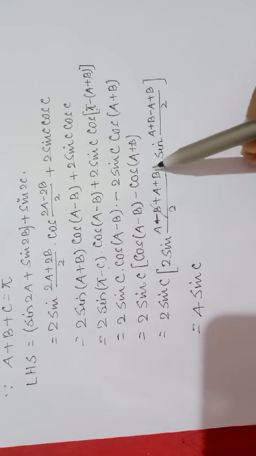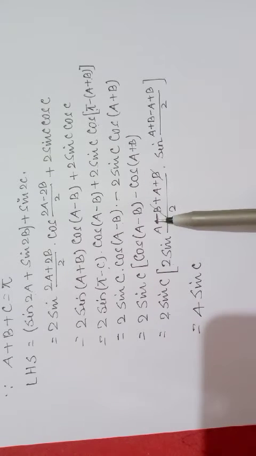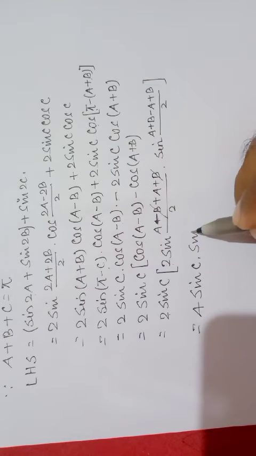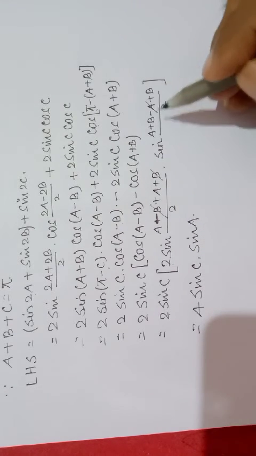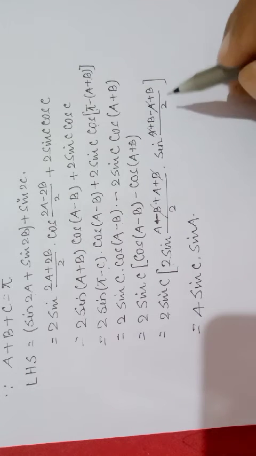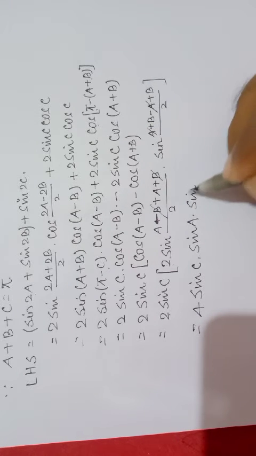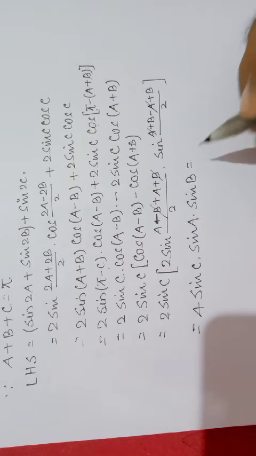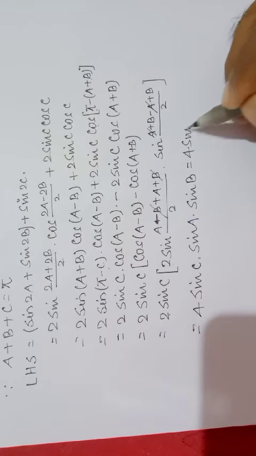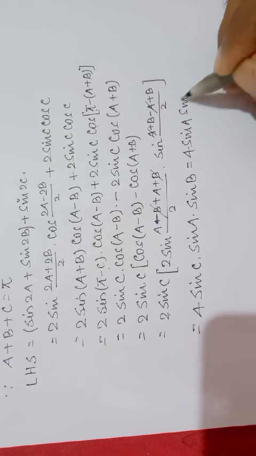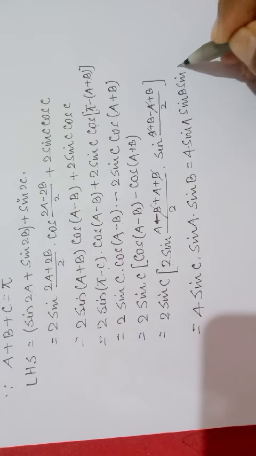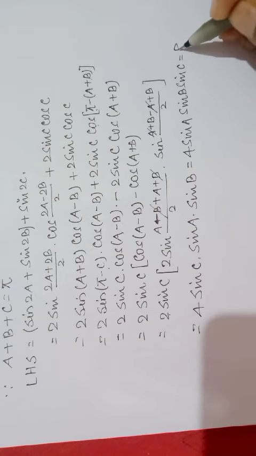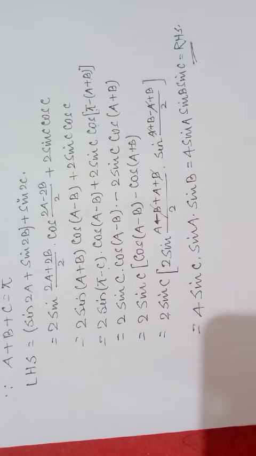Here minus B and plus B should cancel. 2A by 2 is A, so sine A. Similarly, A and A should cancel. 2B by 2 is B, so it is sine B. So we write it as 4 sine A into sine B into sine C, which is our RHS, hence the result. In this way we will prove the problems of conditional identities.